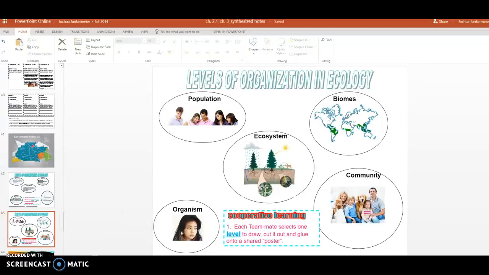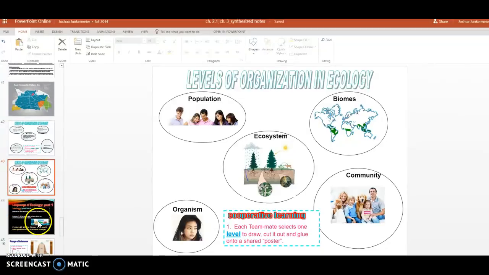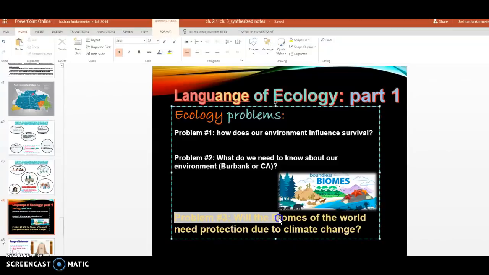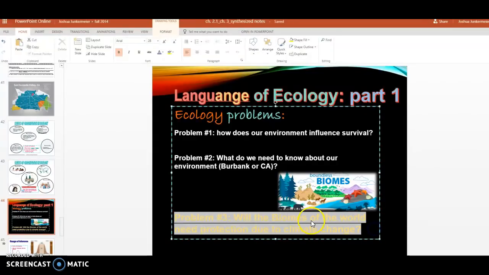All right, folks. Now we're on to our final problem. We're introducing a new problem now that we know what biomes are, now that we've studied them. In your notebook, you would introduce a new problem and you would decorate it so it looks fabulous. The new problem is, will the biomes of the world need protection due to climate change?